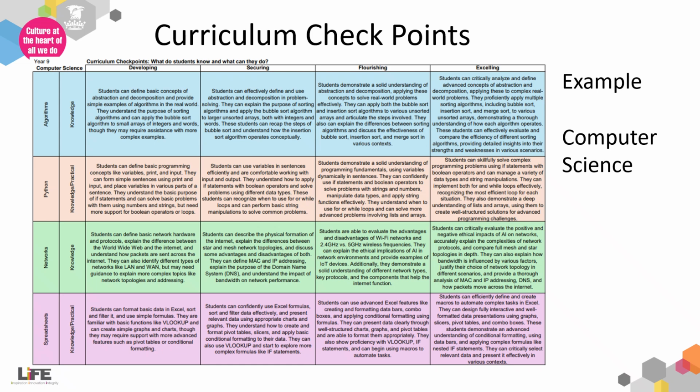Now there's an awful lot of information here, and you can see for each of the headings, developing, securing, flourishing and excelling, exactly what will be expected in each area. So if your child has, for example, securing as their current profile, you could look down here and see what the teacher has said that they are able to do. But also you could look at the next one up and see what would be required for them to make it onto that next grade. What are the sort of things they would need to be able to do?